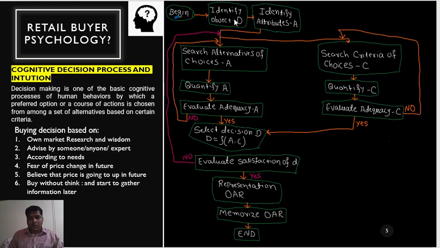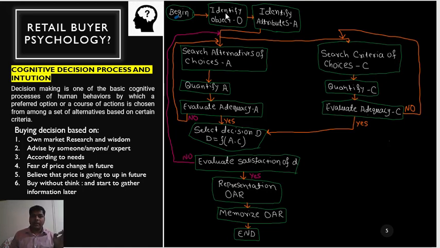Identify object O. The thought process starts relating to a specific item. Then our brain cells and neurons help to identify object O, and object O means something.